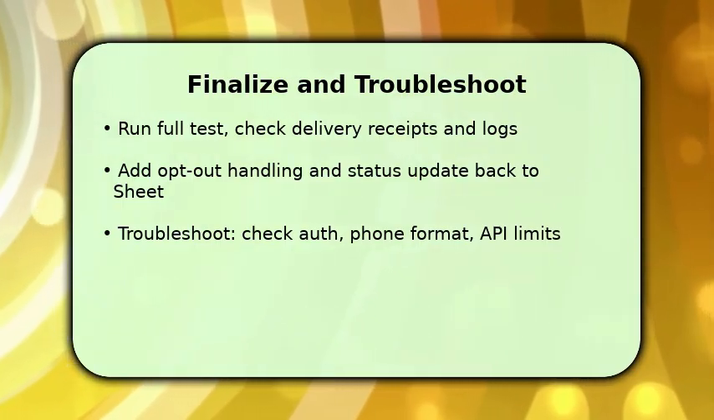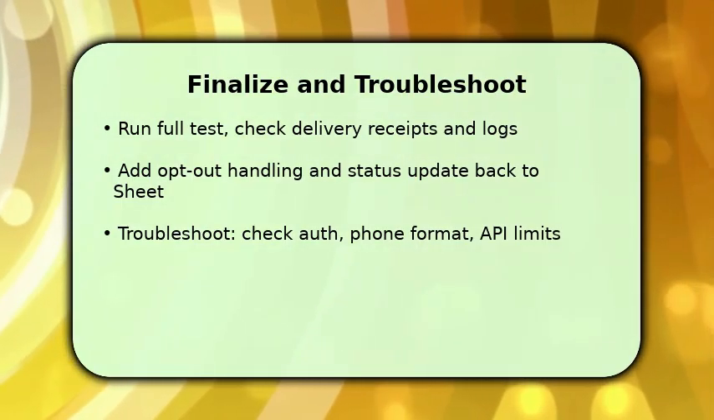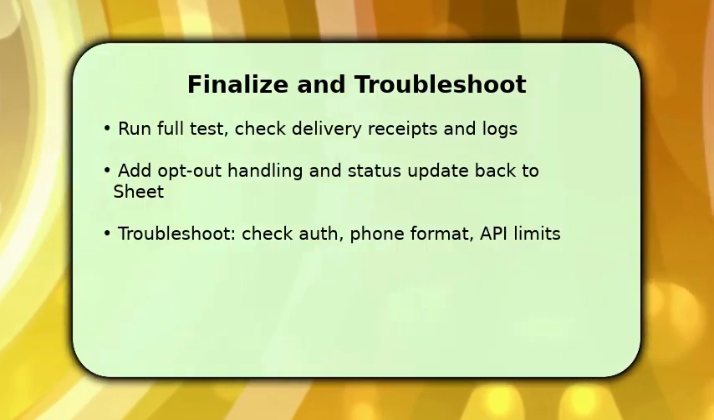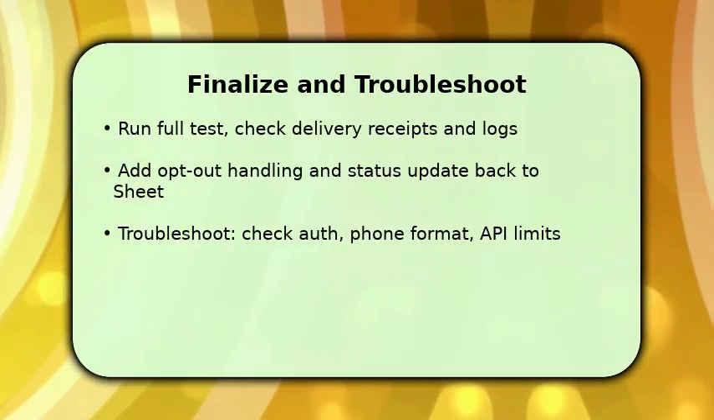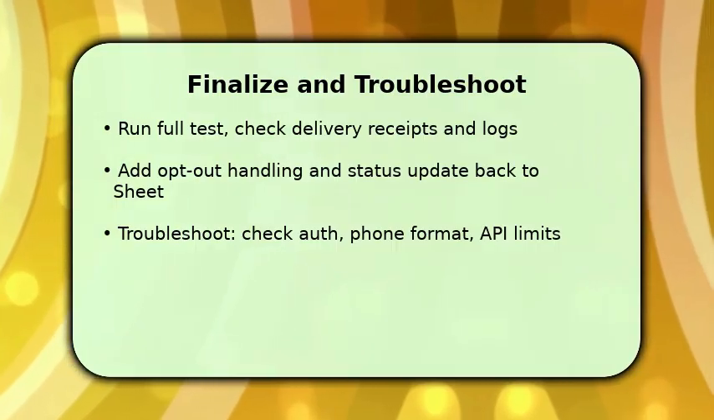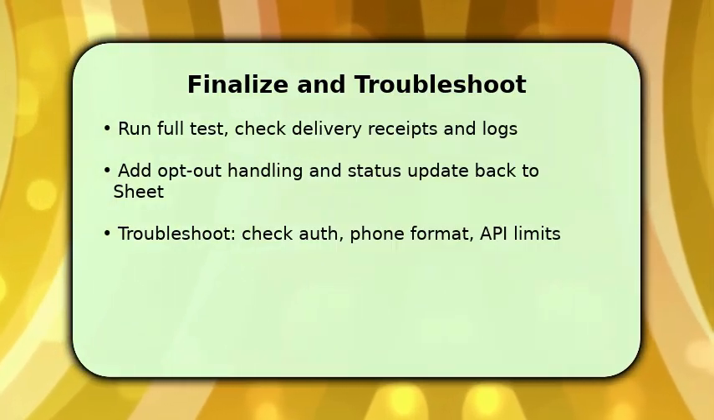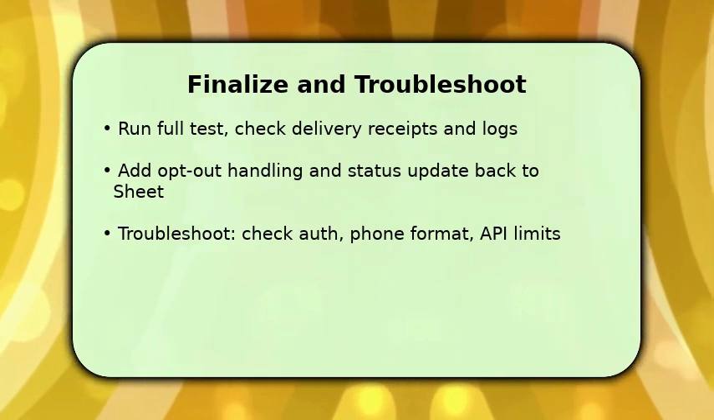If something fails, first verify your API credentials and webhook authentication. Next, confirm phone numbers are in correct international format and that you haven't hit rate limits. Finally, inspect gateway error codes and retry logic.